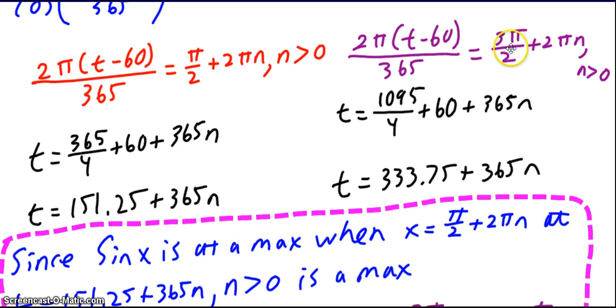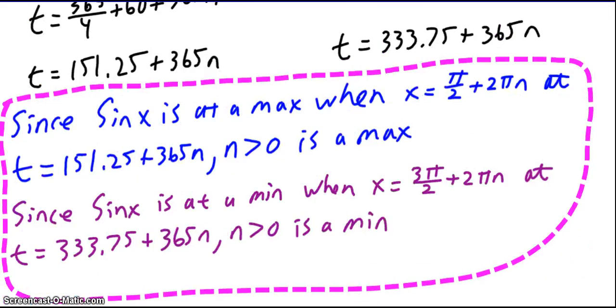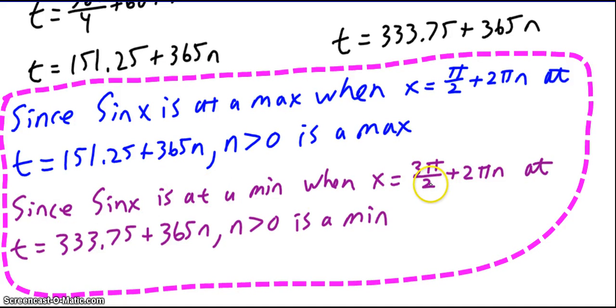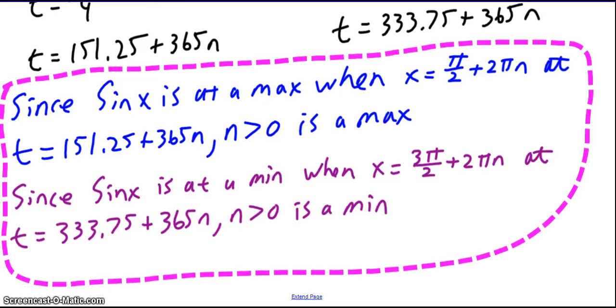Same thing is true with the minimum. Sine is a minimum at 3 pi halves. So as long as I recognize that, then I know this is going to be the minimum value. You can also use the second derivative test or an increasing and decreasing chart for the first derivative to show this as well.